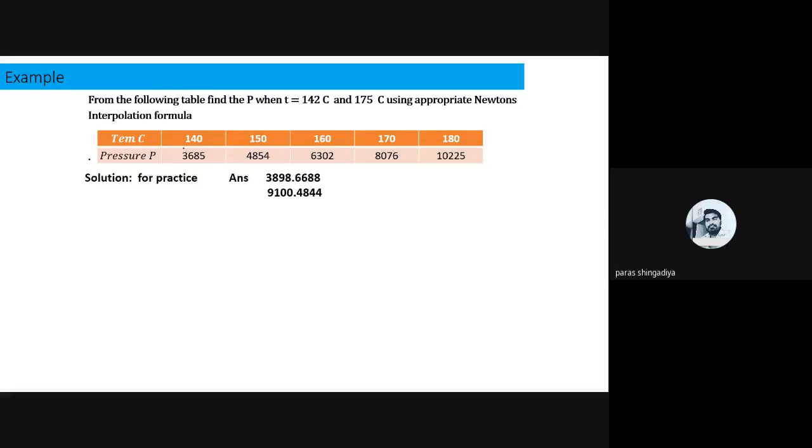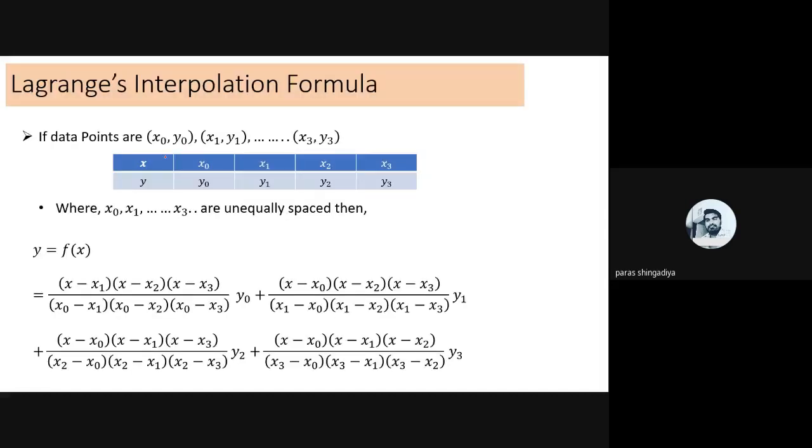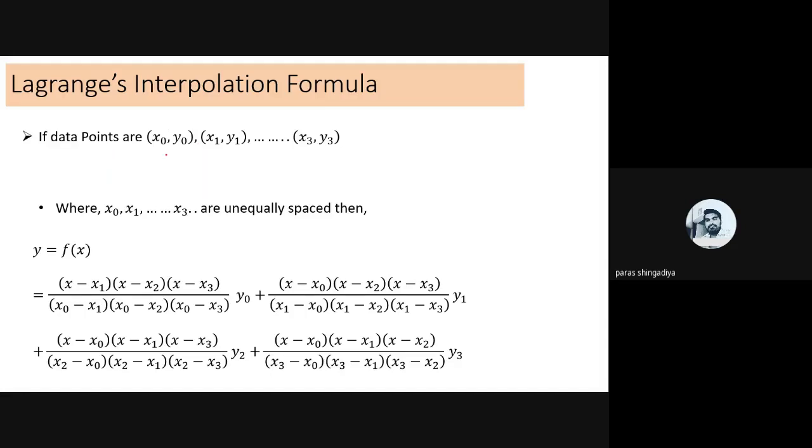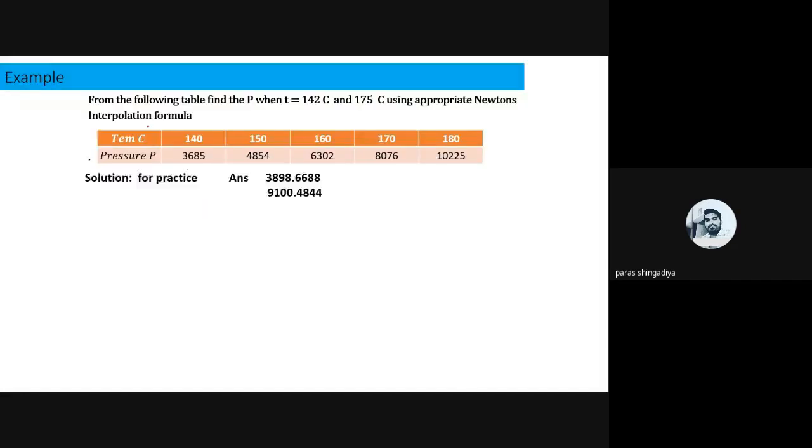So today we'll start the next method of interpolation theory, that is the Lagrange interpolation formula. Newton forward and Newton backward are used for equally spaced data, where the argument x is equally spaced. You can verify that in every example the data are equally spaced: 140, 150, 160, 170, 180, and so on. The difference between two consecutive terms in x is the same, 10 years. That is called equally spaced data.